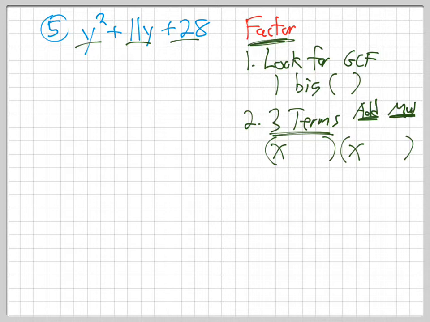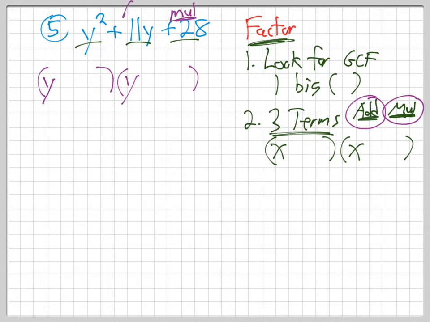Second step. Now if you have 3 terms, what you do is you write 2 parentheses, with X's or Y's. In this case it's Y's in the front. And you write, notice I'm writing multiply, add. Where's that go? It's kind of floating in my example. The multiply goes over the last number, and the add goes over the middle number.